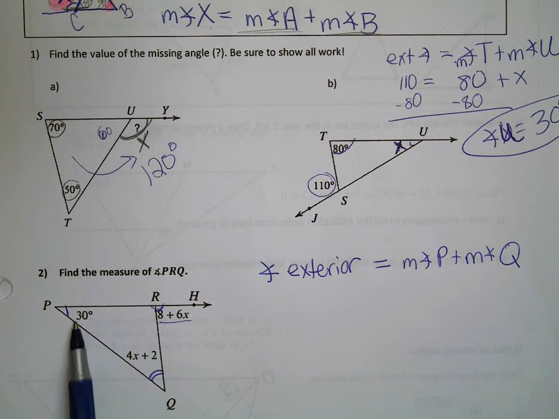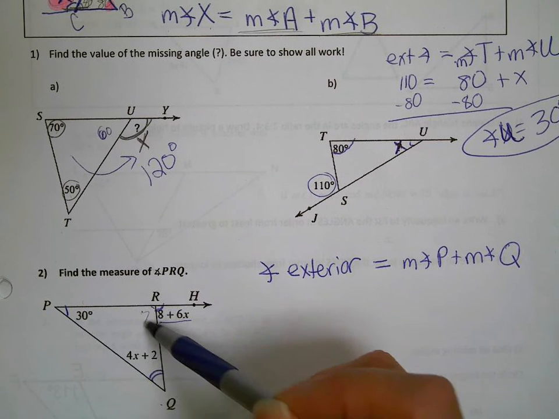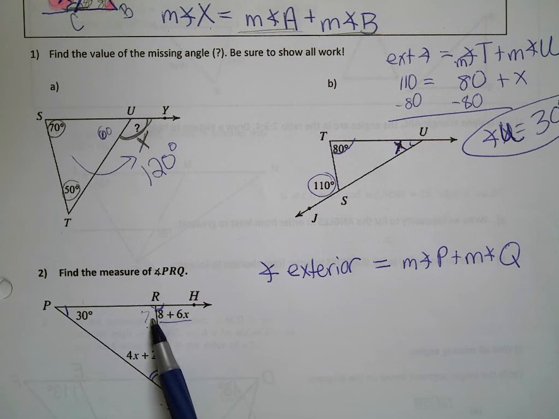And angle P is 30, angle Q is 4x plus 2. Now, some of you might be thinking, oh, well, these two add to 180, right? But we have no information about this angle. We don't know if it's 5 times the value of x plus 2. We don't know anything about it. So that's like a big question mark there.